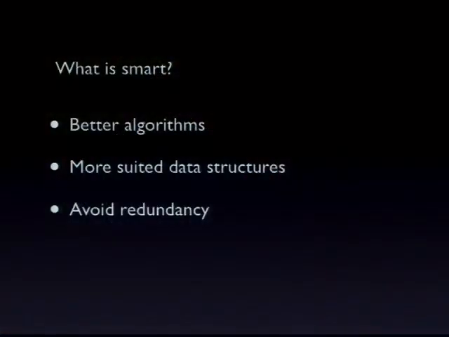And also by avoiding redundancy. And by redundancy, I mean redundant computations, right? There are many ways to avoid redundancy. Caching, like extracting loop runs and stuff like that, of course. But just don't calculate something twice when you only need to do it once, right?